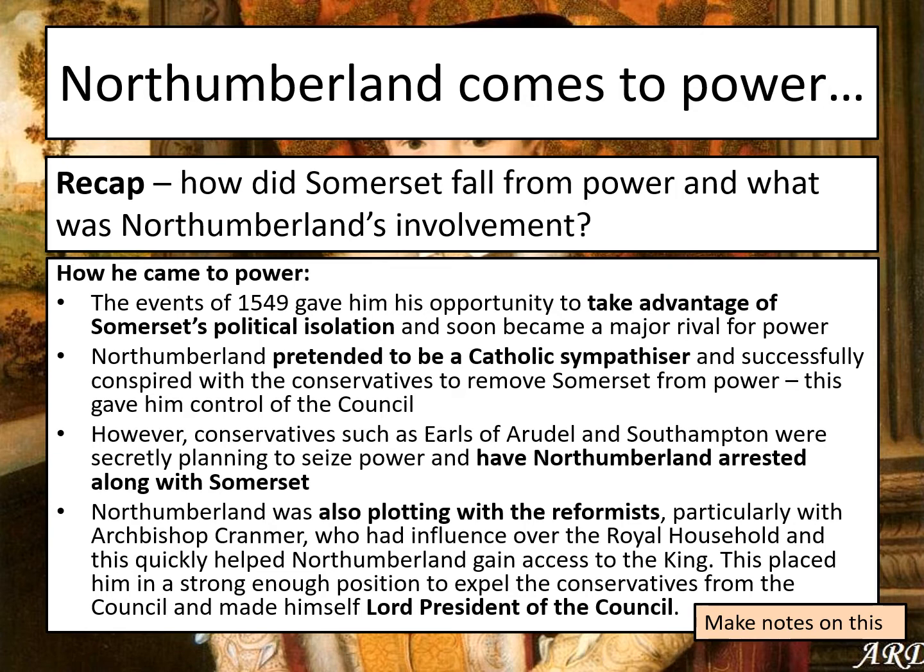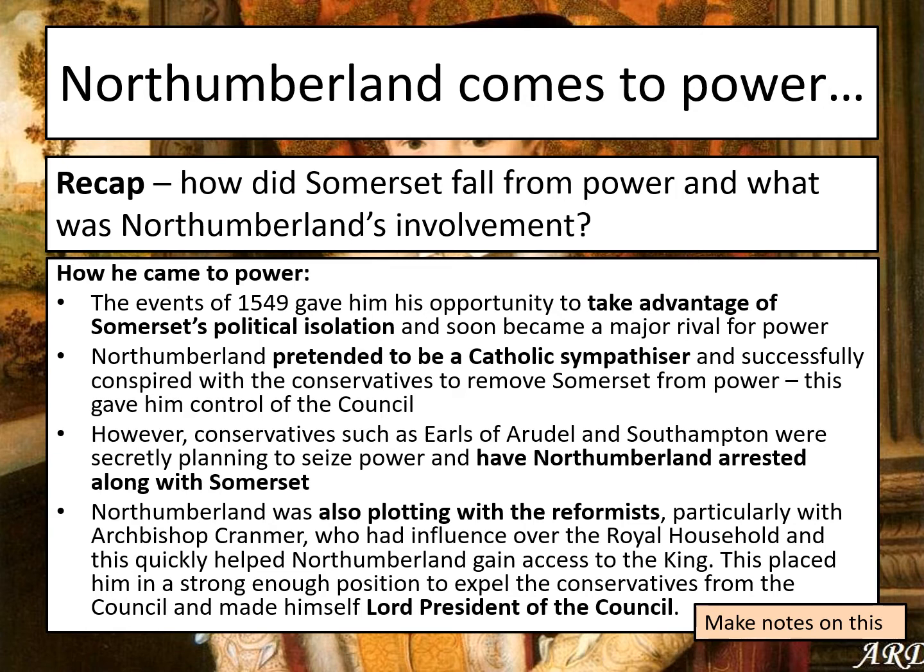And this person had influence over the royal household, and it quickly gained Northumberland access to the king. Now remember that the king himself, Edward, was a strong Protestant. It would have been much easier for him to get to the king's ear if he was also along the same lines of religion. And this placed him in a really strong position to expel the Conservatives from the council, and instead made himself the Lord President of the council.